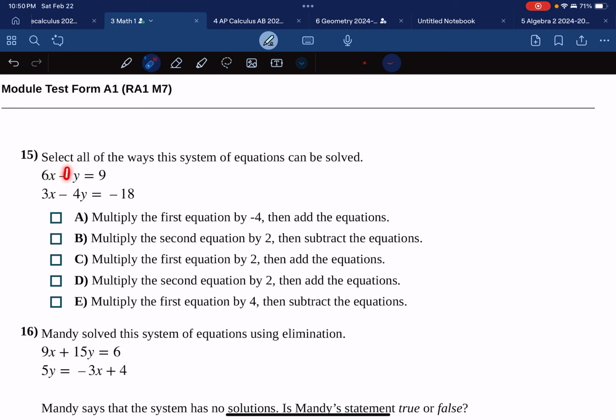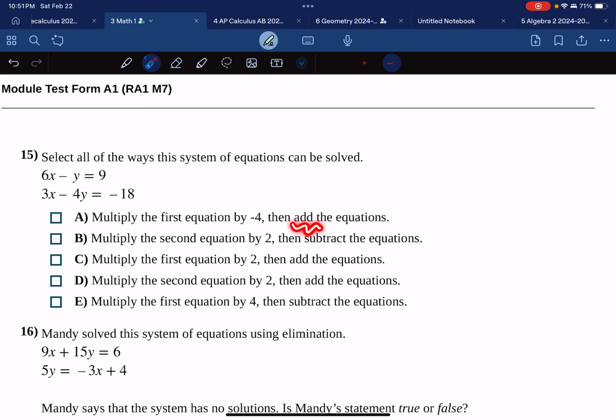Or I could just multiply by 4, and then I could subtract those two. Those are the only 4 options that I see, so I'm looking for one of those 4 options. Now I can go ahead and read the multiple choice. Multiply the first equation by -4. Okay, that is one of the things I said. If I multiply by -4, this is going to turn into a +4. And check it out, those y's will be canceled.